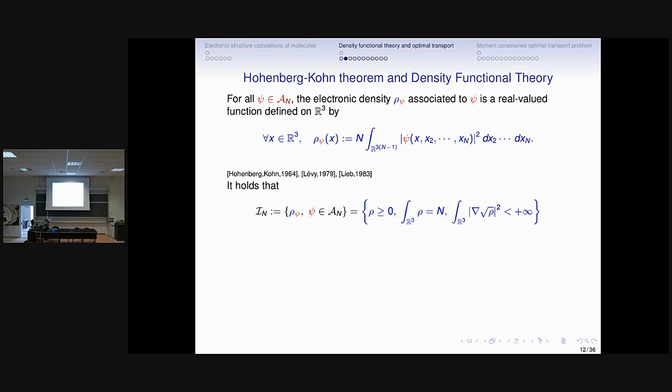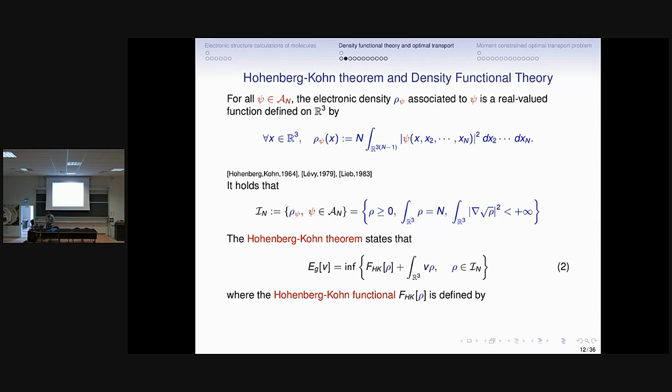If you consider the set of electronic densities that you can produce out of any admissible wave function, this set you can identify as the set of non-negative functions defined over R3 that are integrable, the integral of which is equal to n, the number of electrons, and such that the integral over R3 of the gradient of the square root of rho, squared, is a finite quantity. So you've got an explicit characterization of the set of all electronic densities associated to any admissible wave functions for your set of n electrons. This is particularly nice, and this set, in the following I'm going to denote it by I_N.